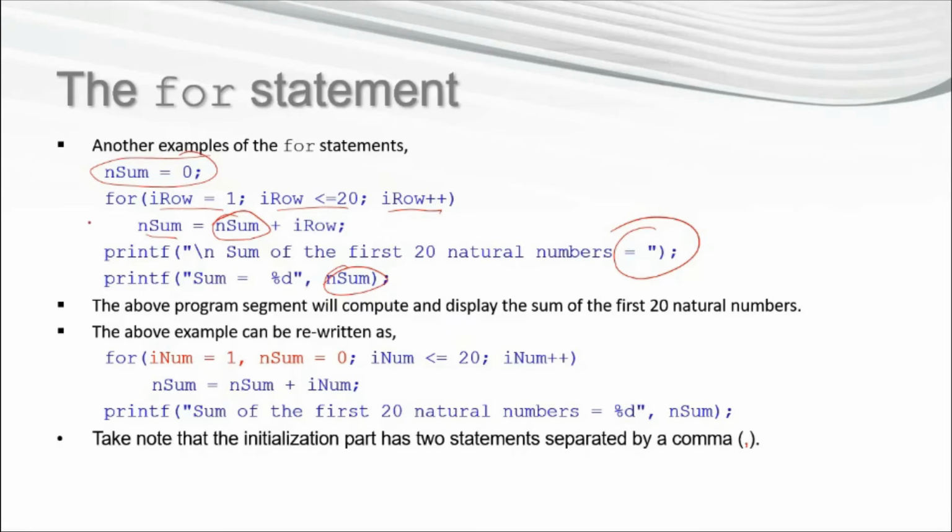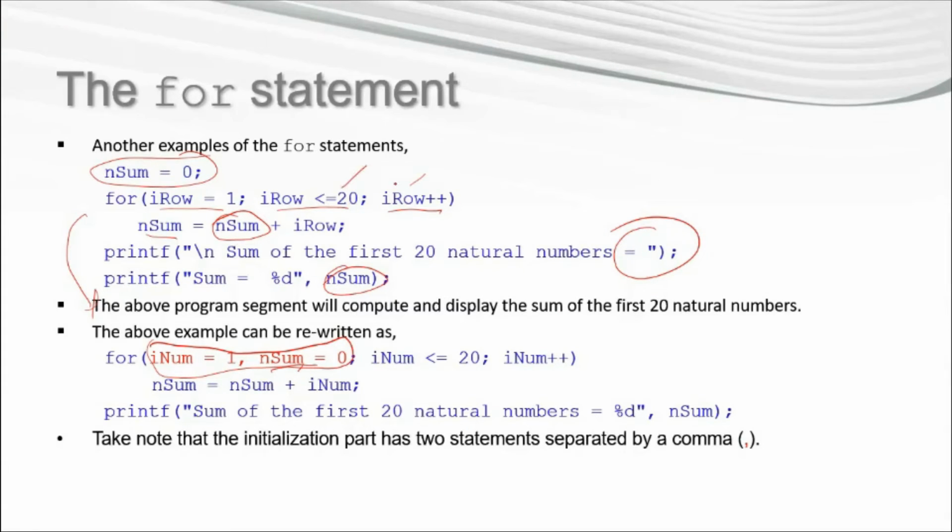This example can be rewritten as for inum equal to 1. Instead of irow, we are using inum, and nsum equal to 0. nsum is the same as nsum here. So both these statements are put together. Then inum is less than or equal to 20, inum plus plus. That is the same as the earlier one.